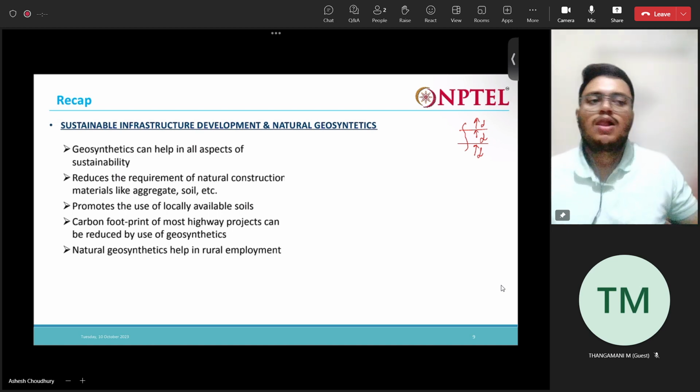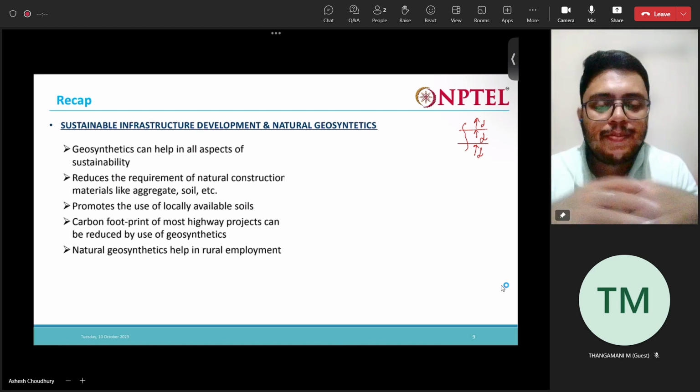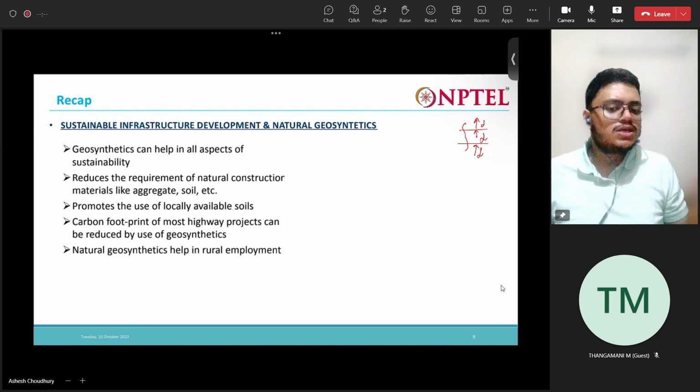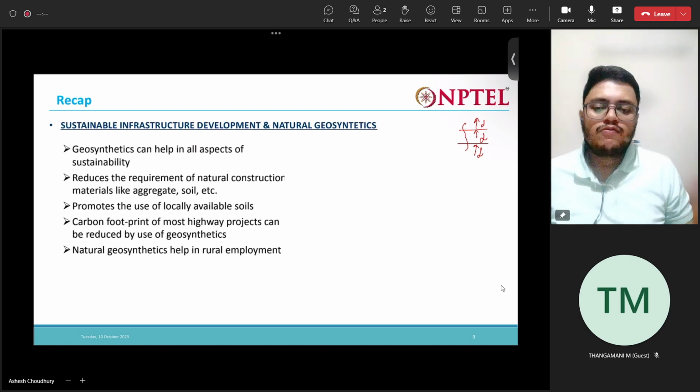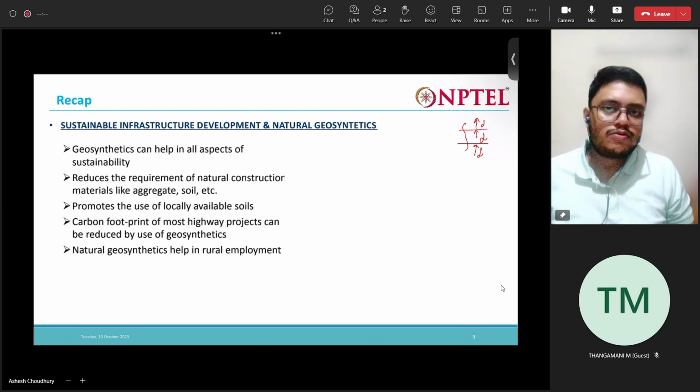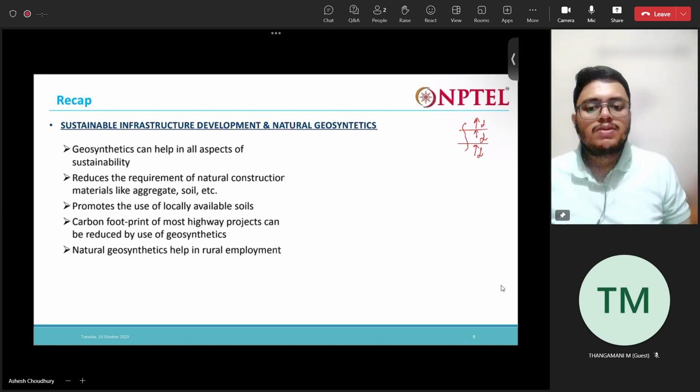The carbon footprint of most highway projects can be reduced by using this, obviously. That's why most bridge approaches or flyover approaches are all reinforced earth walls. None of them are concrete. If we used concrete, a huge amount of concrete would be required. That means more carbon footprint. So by constructing reinforced earth walls, you are reducing the carbon footprint by a large amount.